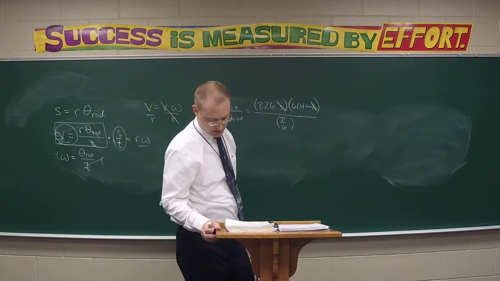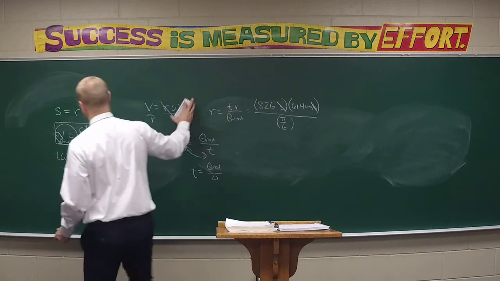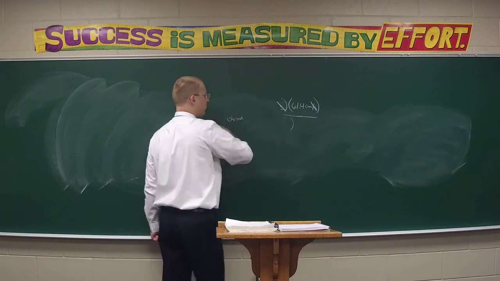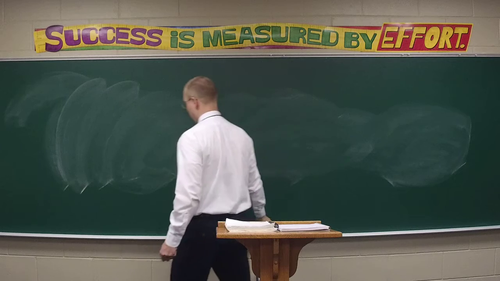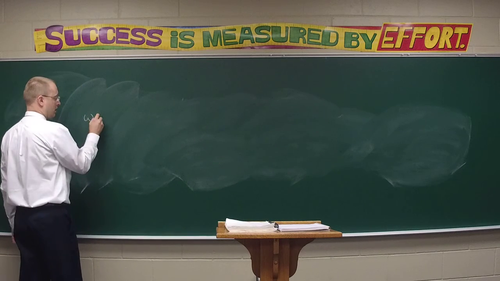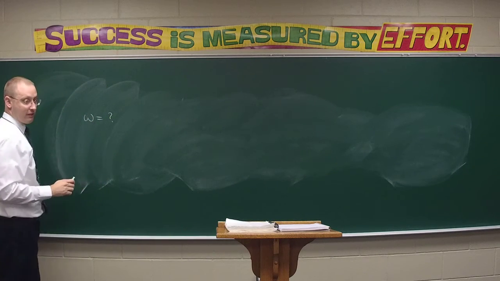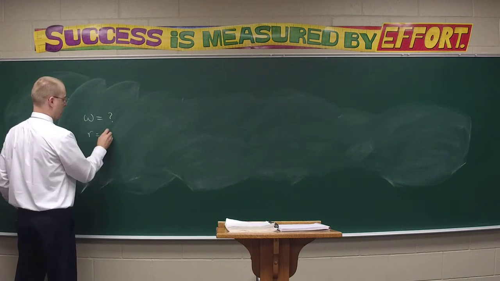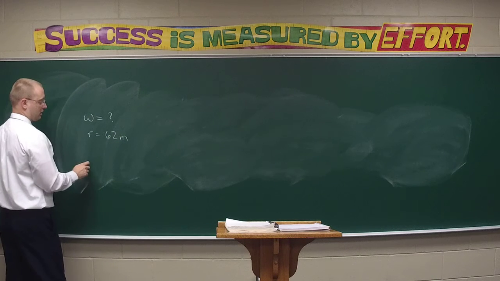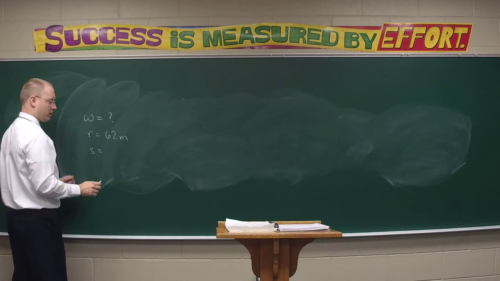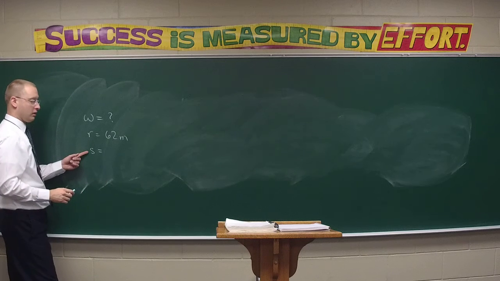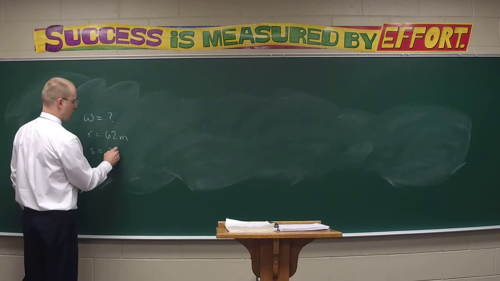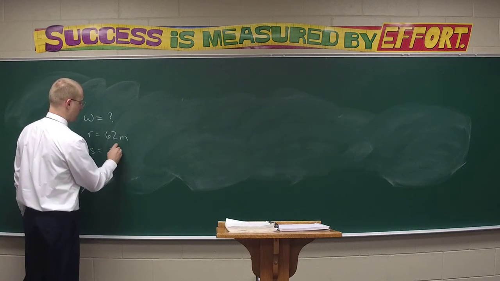Let's take a look at number 66. And it tells us to solve for what, class? Angular velocity. And what numbers are they giving us here, Chris? Our radius equals 62 meters. S equals 254 meters. What does S represent? Arc length. So what was the number again? 254 meters, okay.